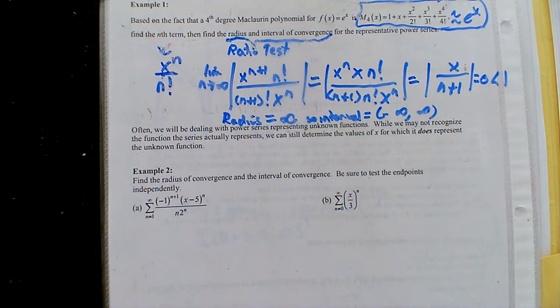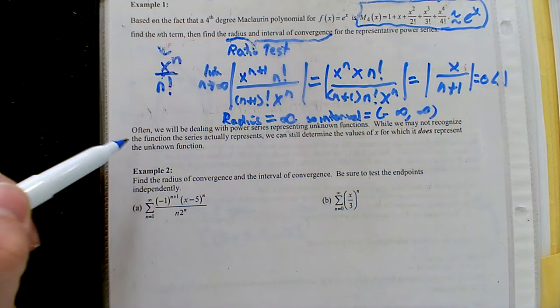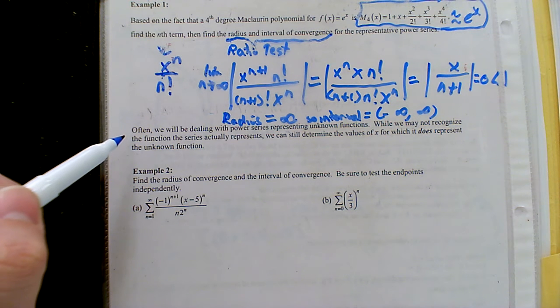I think example 2, part A, will make it a little more clear on how to use this. Okay. All right, let's go ahead and start that one then. So, find the radius of convergence. Well, actually, before we go there, I think I mentioned this. Let's read the note there.